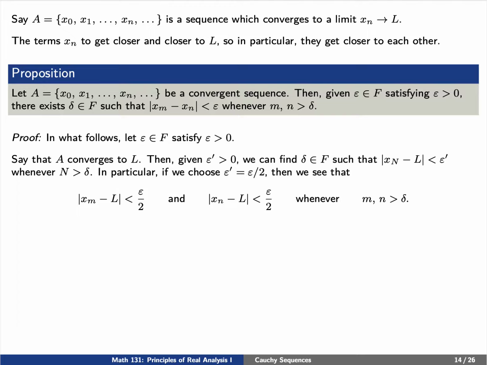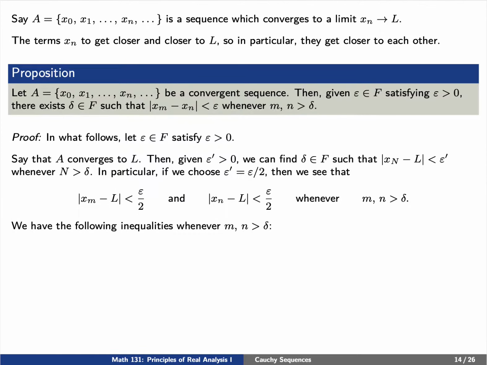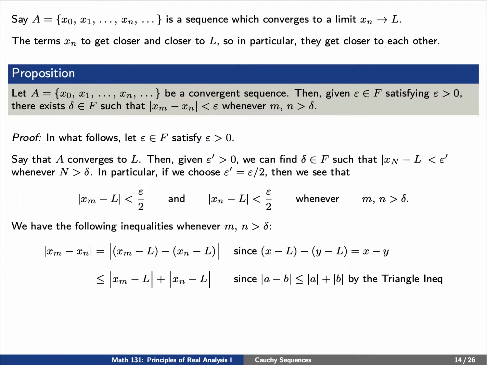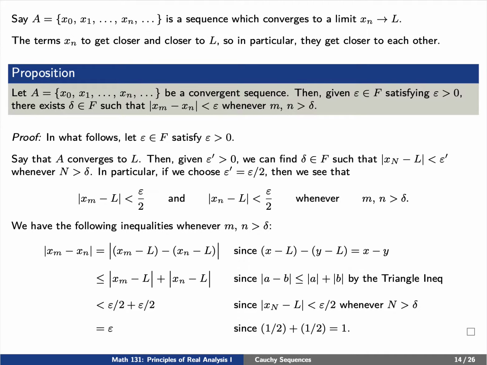To this effect, let's choose epsilon prime to be epsilon over 2 so that we have the following two statements. This means whenever m and n are greater than delta, we can take a look at the difference x_m minus x_n, use the triangle inequality to break this up into two, and each one of these now we can write in terms of epsilon over 2 and combine back together to see that indeed our absolute value x_m minus x_n must be less than epsilon.